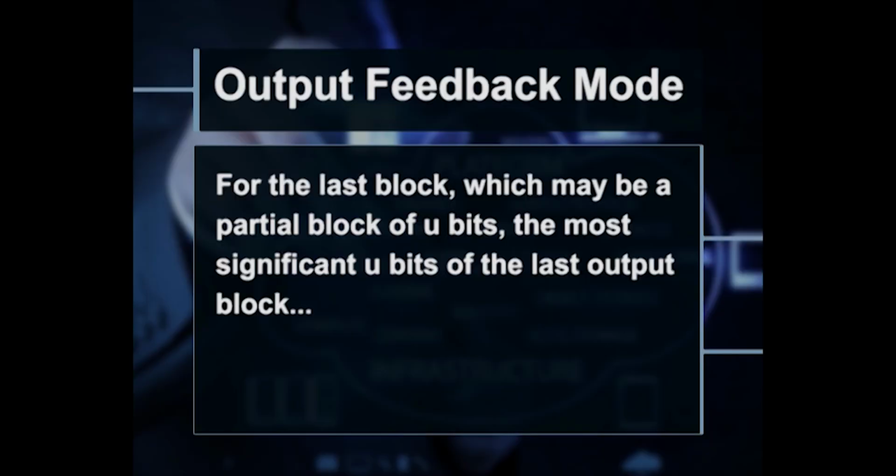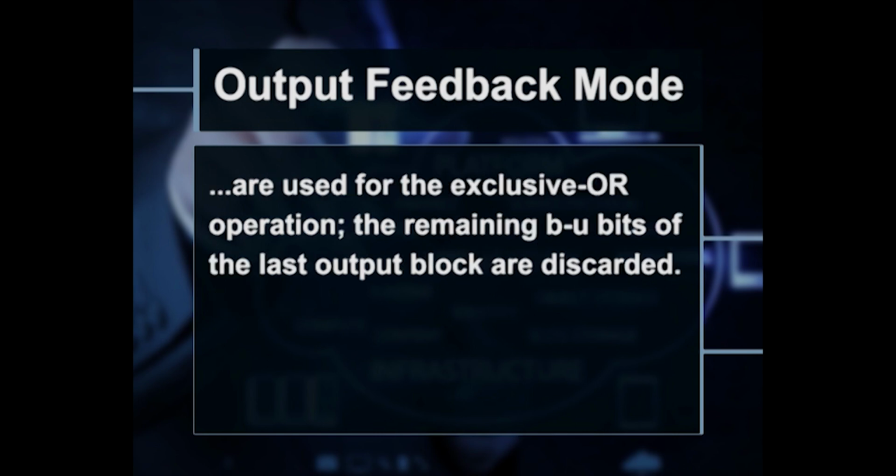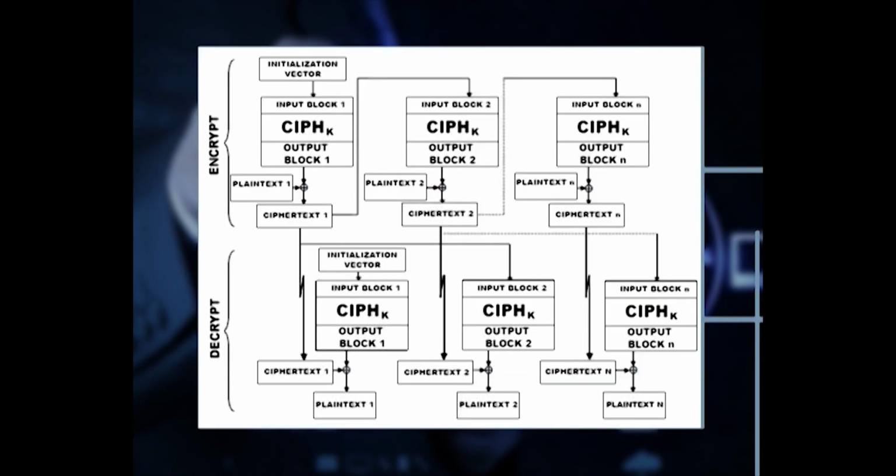For the last block, which may be a partial block of U bits, the most significant U bits of the last output block are used for the exclusive OR operation. The remaining B minus U bits of the last output block are discarded. In OFB decryption, the initialization vector is transformed by the forward cipher function to produce the first output block. The first output block is exclusive ORed with the first ciphertext block to recover the first plaintext block.